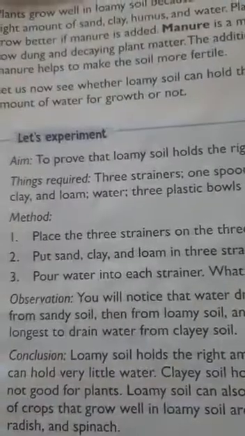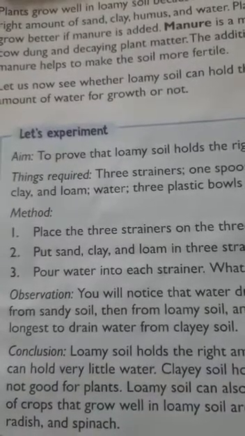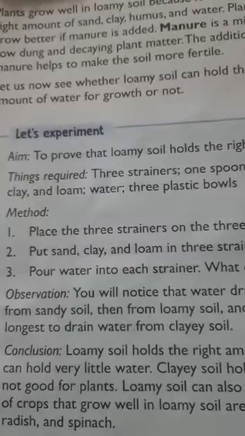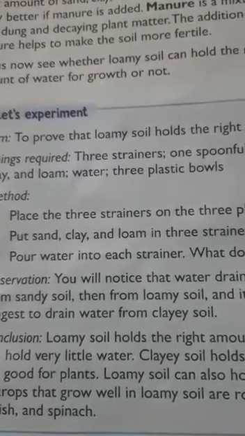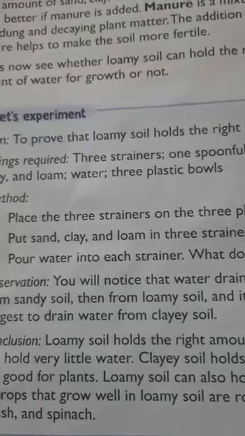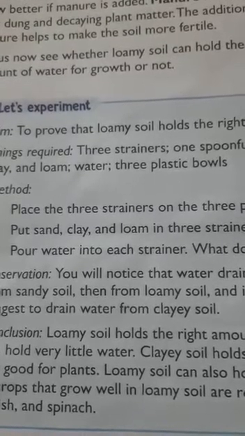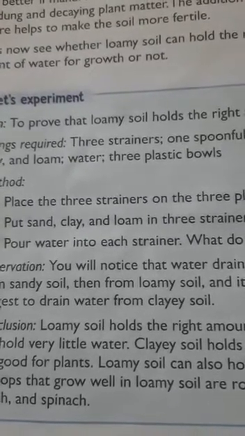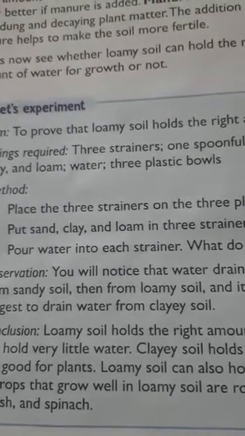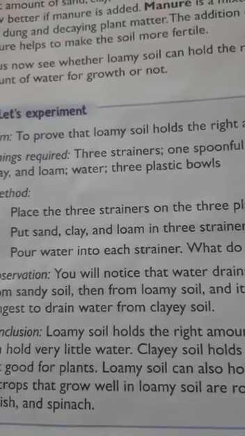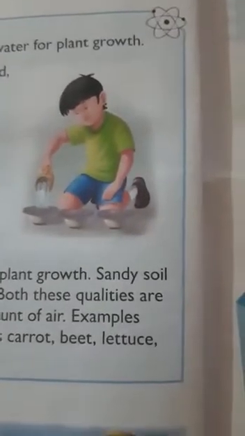Plants grow well in loamy soil because it contains the right amount of sand, clay, humus, and water. Plants can grow better if manure is added. Manure is a mixture of cow dung and decaying plant matter. The addition of manure helps to make the soil more fertile. So, as we have seen, loamy soil is suitable for growing plants as it contains the proper amount of water, sand, clay and humus. Okay, so let's perform one more activity to see how loamy soil is suitable.